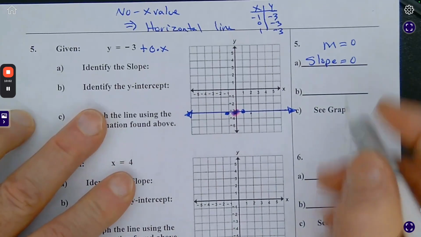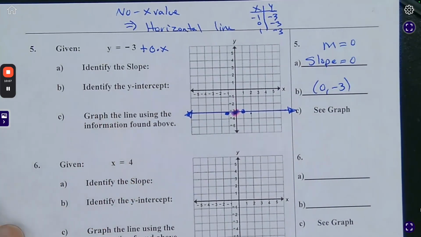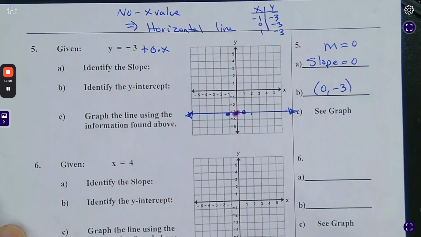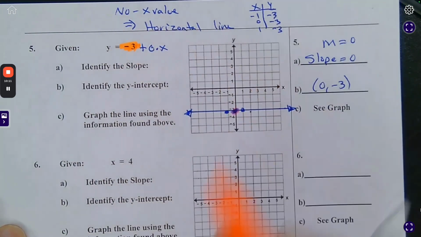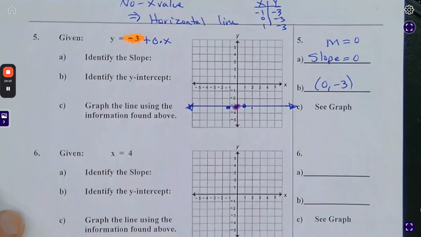You mark like that. So that's 0, negative 3. By the way, also notice it is the constant term, right? And so the constant term is always your y-intercept when you're in slope intercept form. Okay, let's go on to number 2.